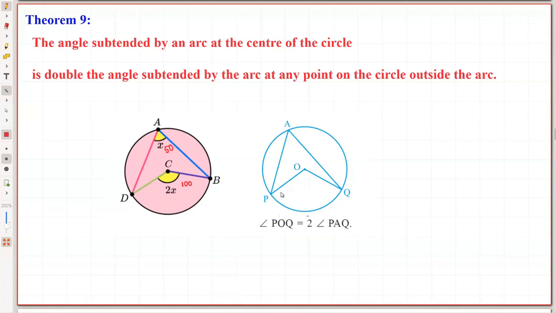Here, in the same way, angle POQ is twice the angle PAQ. Suppose this is 30 degrees, then POQ will be 2 times 30, which means 60 degrees. Subtended means, okay, this is your eyes. If you are seeing any 2 points, an angle will form. This is nothing but the angle subtended.